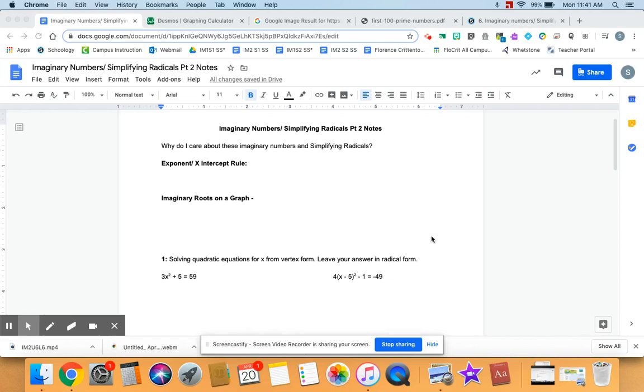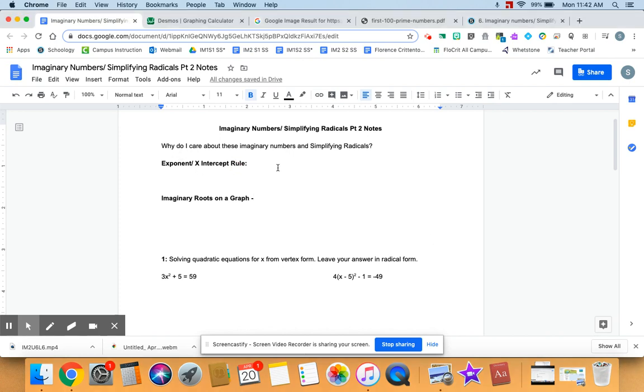All right, welcome to our last set of notes for this unit. We're going to keep working on imaginary numbers and simplifying radicals, but part 2 is basically applying it to everything we've learned so far. So let's talk about why we care about imaginary numbers and having to simplify radicals.